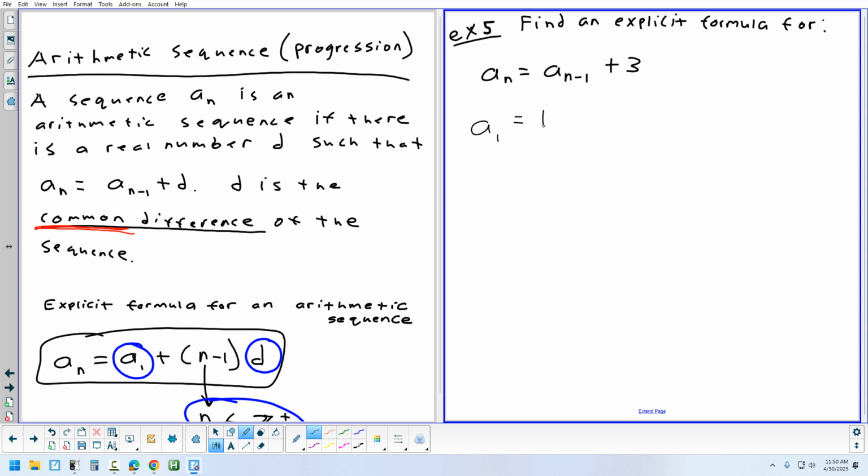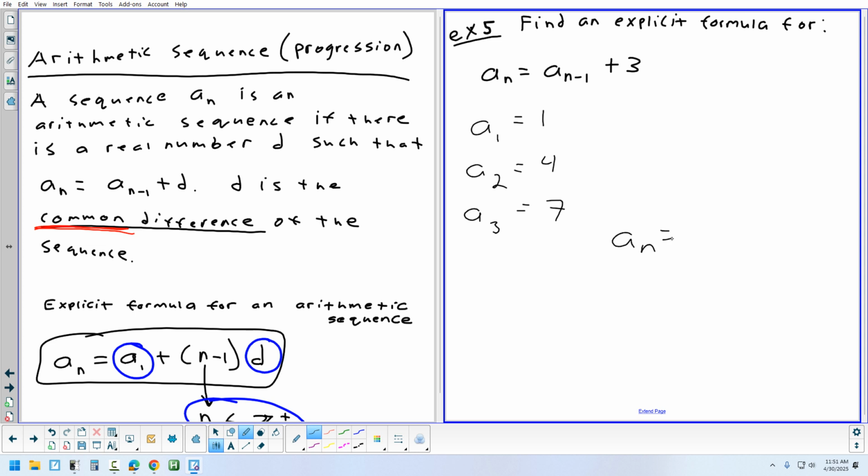So what I would do to find an explicit formula is let's just write out the first couple terms. So once we get our formula, we can check it and make sure it works. What would the second and third terms be based on that? 4 and 7. All right, so we know those are right. Just double check that you added 3.